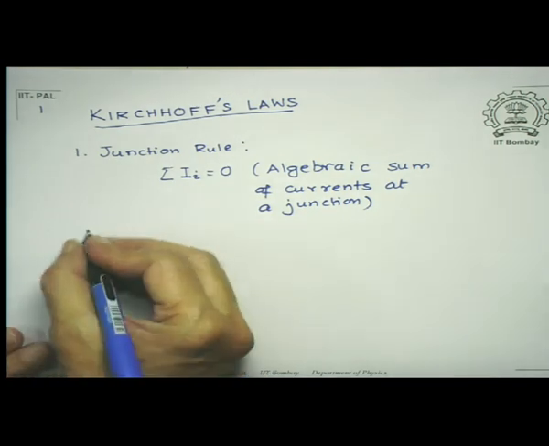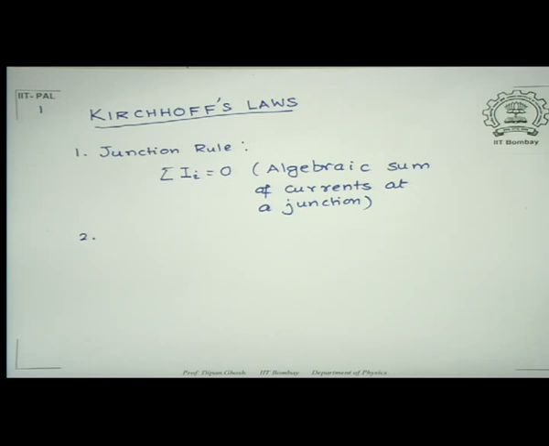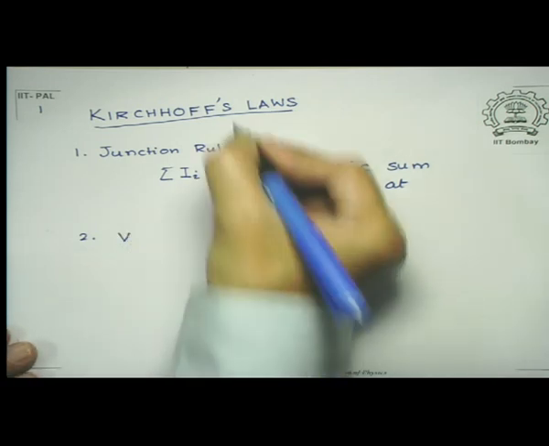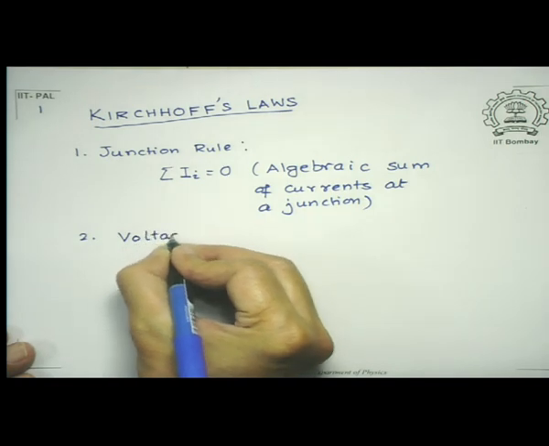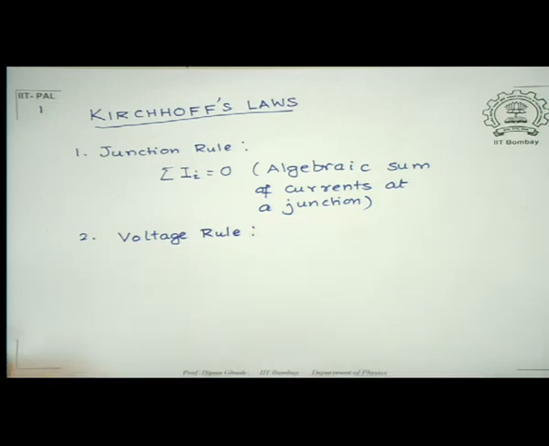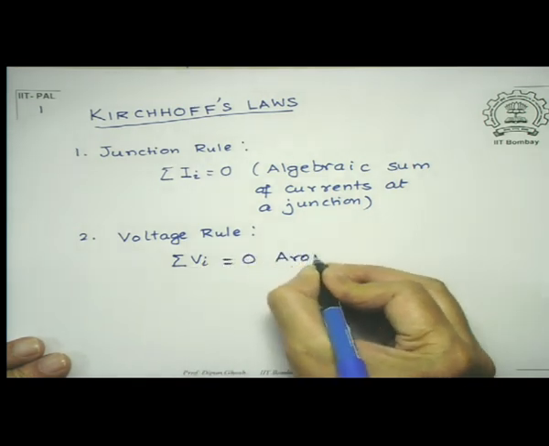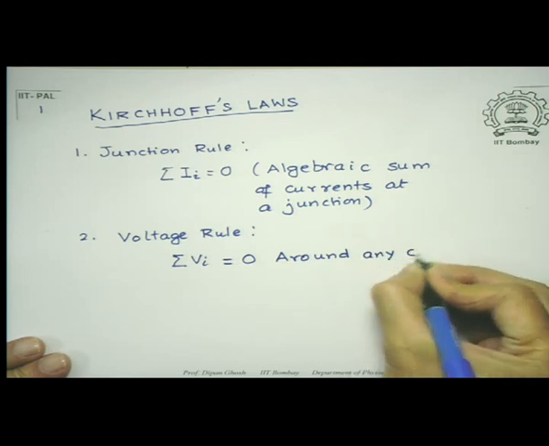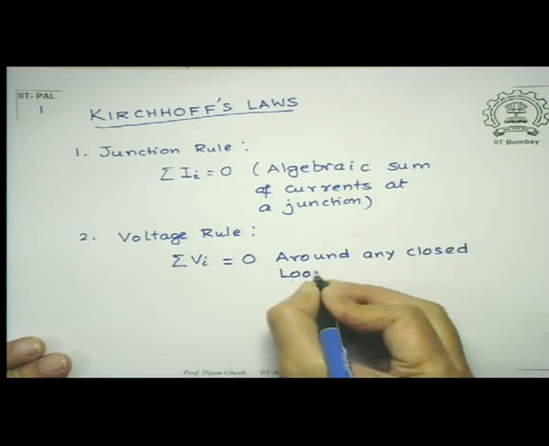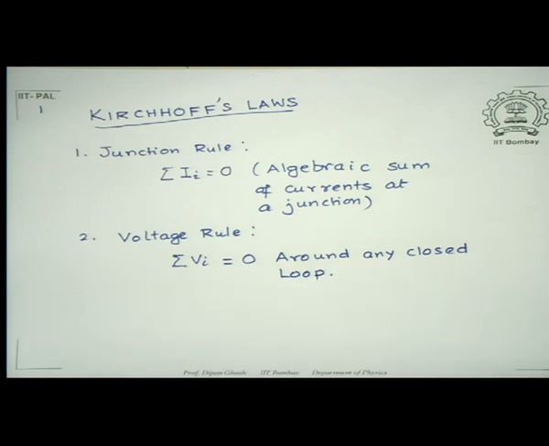Let me also state the second law and then we'll do a slight discussion of both. And this is what is known as the voltage law. So this you might call a current law, and this the voltage rule. The voltage rule basically says that the algebraic sum of voltage differences around any closed loop, sum over i of V_i, is equal to 0 around any closed loop. So these are basically the two things which we are concerned with, and in this lecture I will discuss the applications of these laws by giving you several examples.